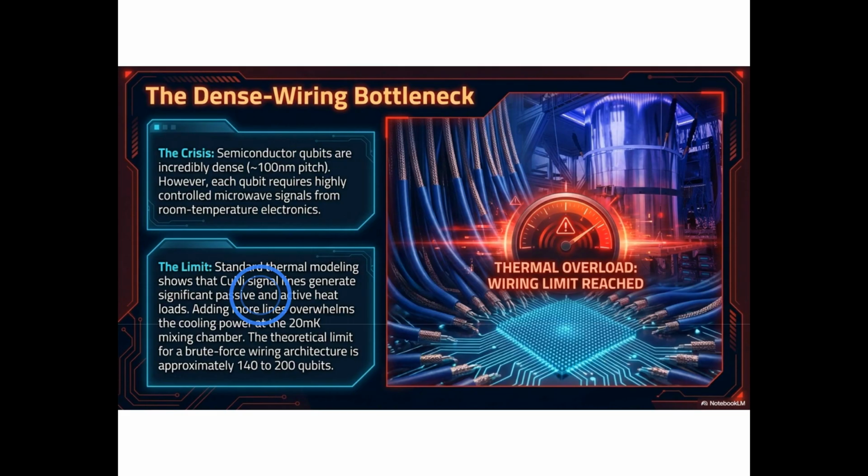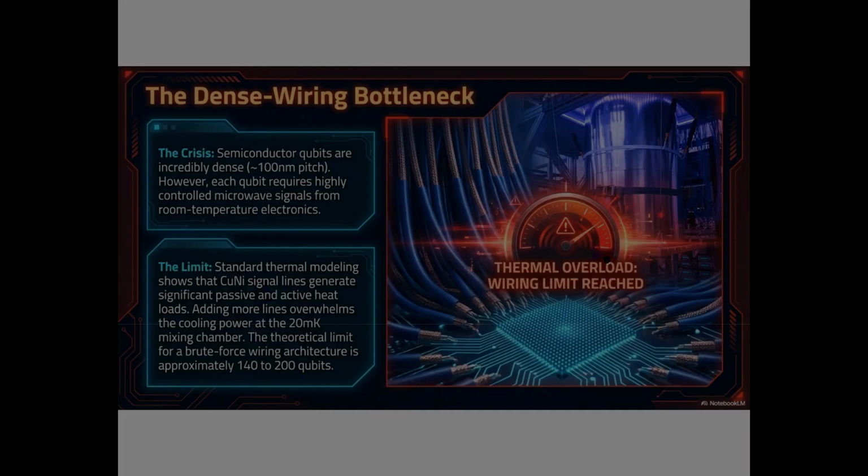Second, and critically, each signal cable conducts heat down through the cryostat. Standard thermal modeling shows that copper-nickel signal lines generate both passive conduction loads and active dissipation. As more cables are added, the total heat deposited at the 20 millikelvin mixing chamber, where the qubits live, eventually overwhelms the available cooling power of the dilution refrigerator.